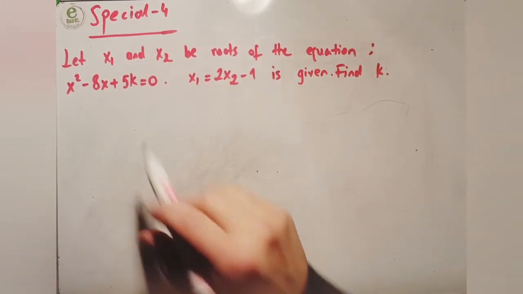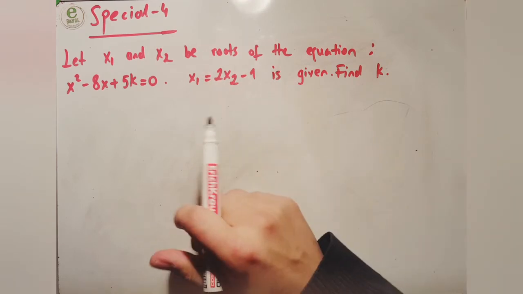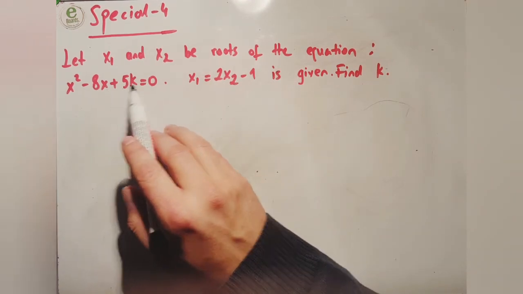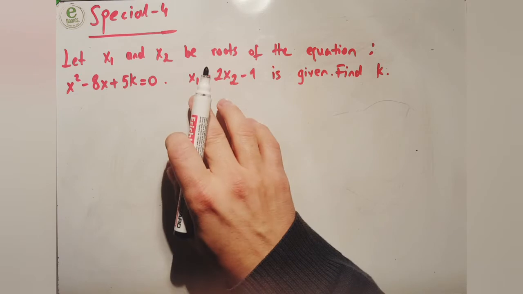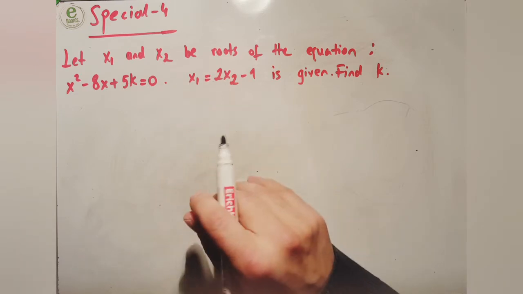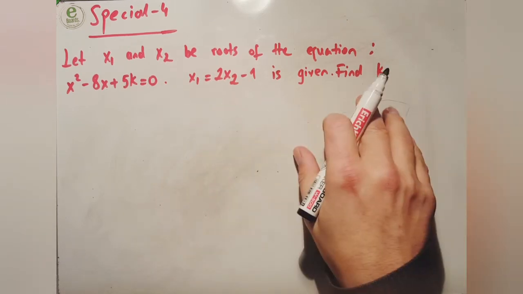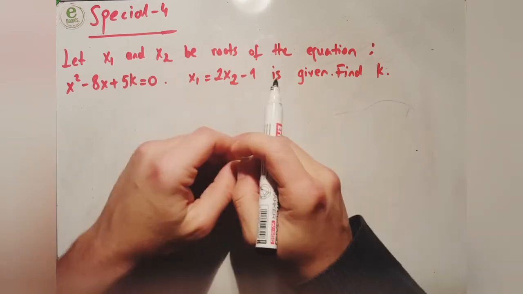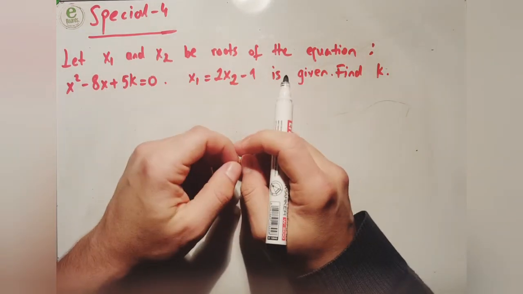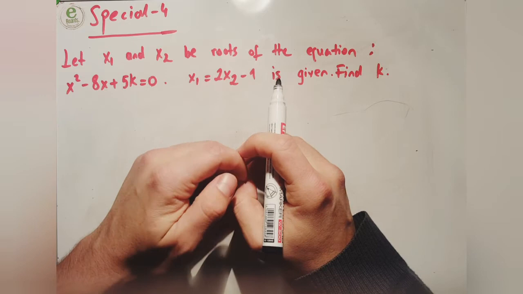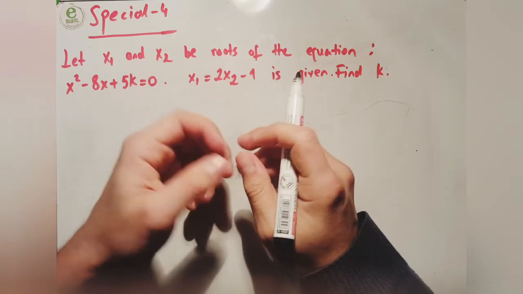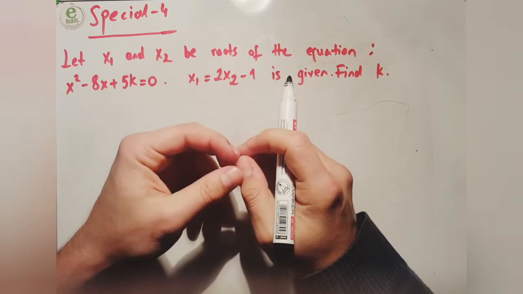Here on the second question, x1 and x2 are roots of the equation x squared minus 8x plus 5k is equal to 0. And also given x1 is equal to 2x2 minus 1. And we have to find here the value of k. So we have two steps. All we need to do is follow these two steps. And before getting started, let's remember Vieta's theorem.